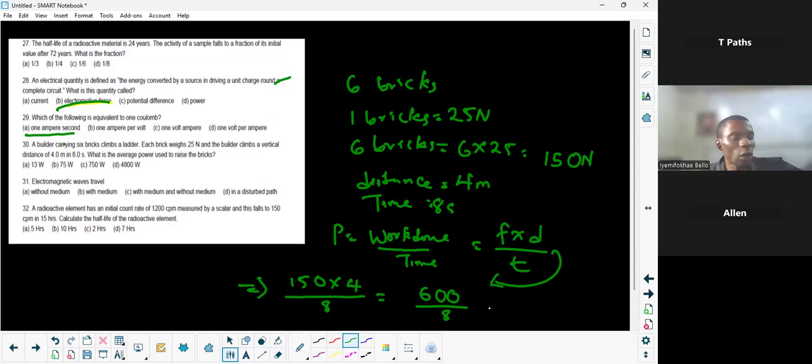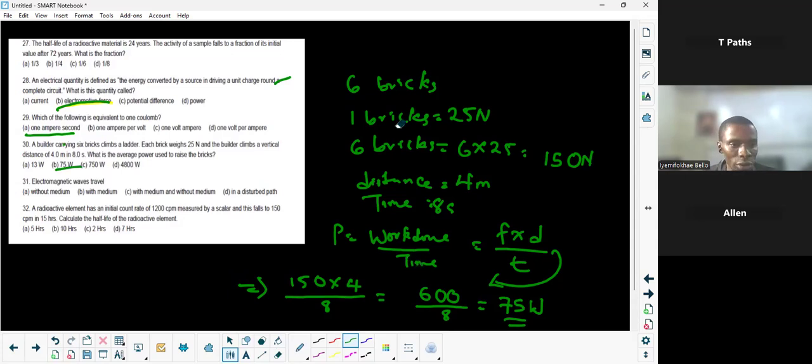Now, when you press your calculator, 600 over 8, what is it going to give you? It's going to give you 75 watts, because the unit for power is watts. So the correct answer is 75. Our answer here is B.